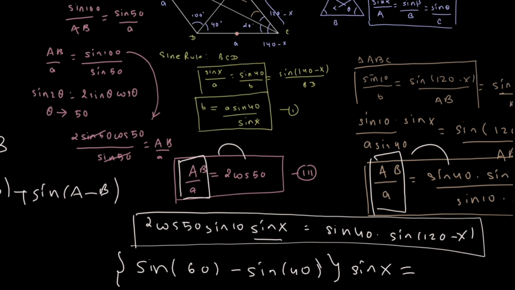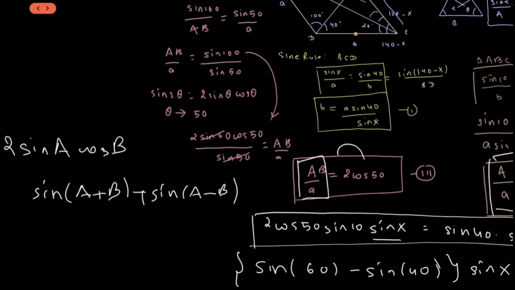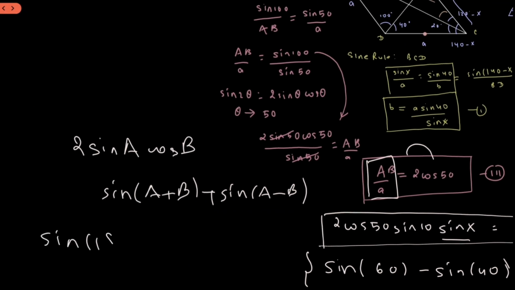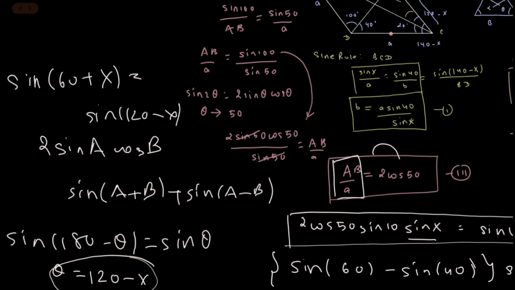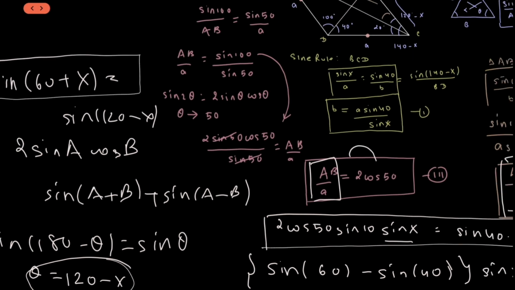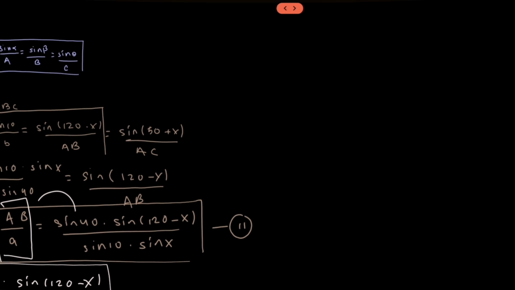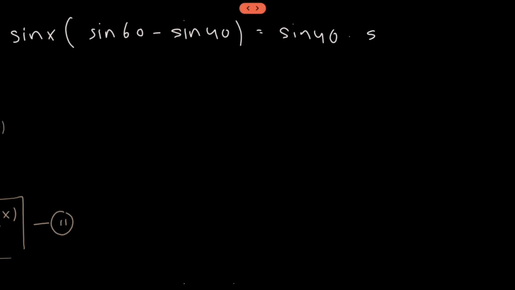Now on the other side we can see sine of 40 as it is. Now I will change sine of 120 degrees minus x. Recall the identity that sine of 180 degrees minus theta is equal to sine theta. Keeping theta equal to 120 degrees minus x, we get that sine of 60 plus x is equal to sine of 120 degrees minus x. So in that equation, sine of 120 degrees minus x can be changed to sine of 60 plus x. So finally the equation will turn out to be sine of x multiplied with sine of 60 degrees minus sine of 40 degrees equals sine of 40 degrees multiplied with sine of 60 plus x.